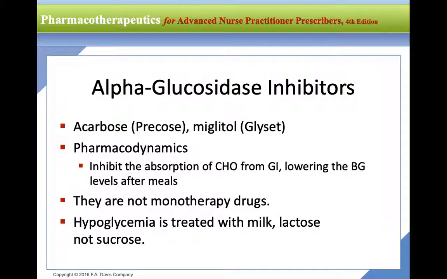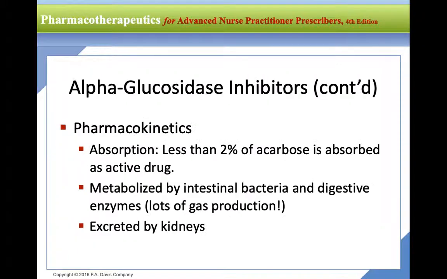They're like metformin, but given with a meal. They're not monotherapy. If you get hypoglycemia, you have to treat with something that's not sucrose, because they inhibit the absorption of glucose. So you have to give a different type of sugar. Just straight sugar is not gonna work. So milk is a good option.